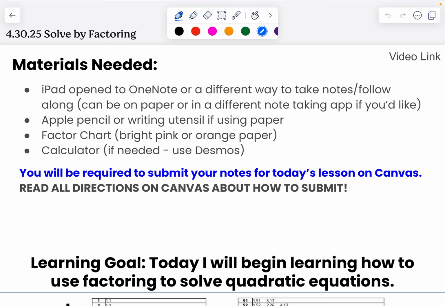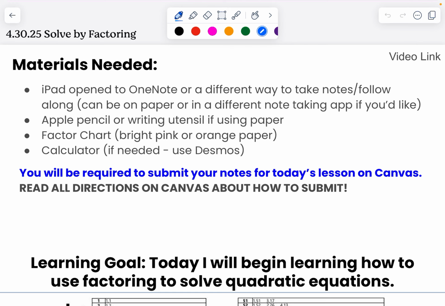Please get out your necessary materials, your iPad, open a OneNote or a piece of paper, something to write with, and of course your factor chart. Remember, you will be required to submit your notes for today's lesson on Canvas, so don't get caught slipping. Get what you need and let's jump right into it.